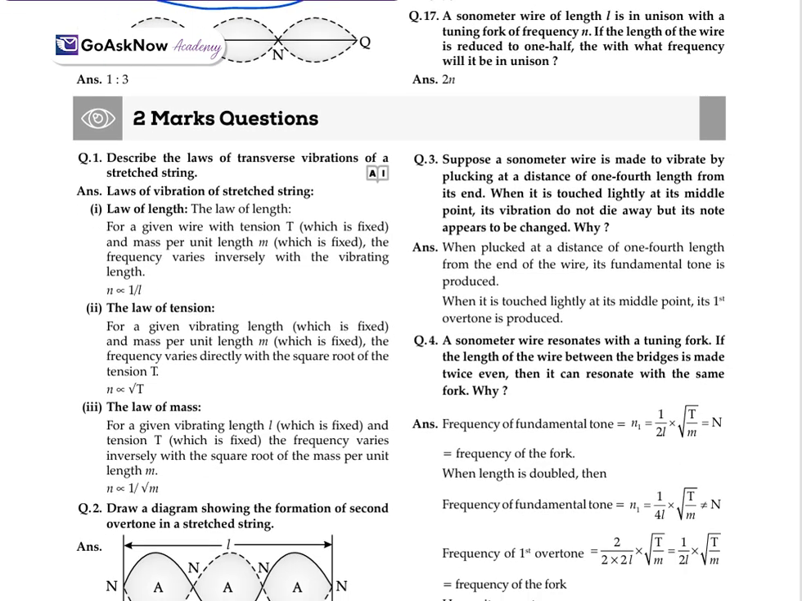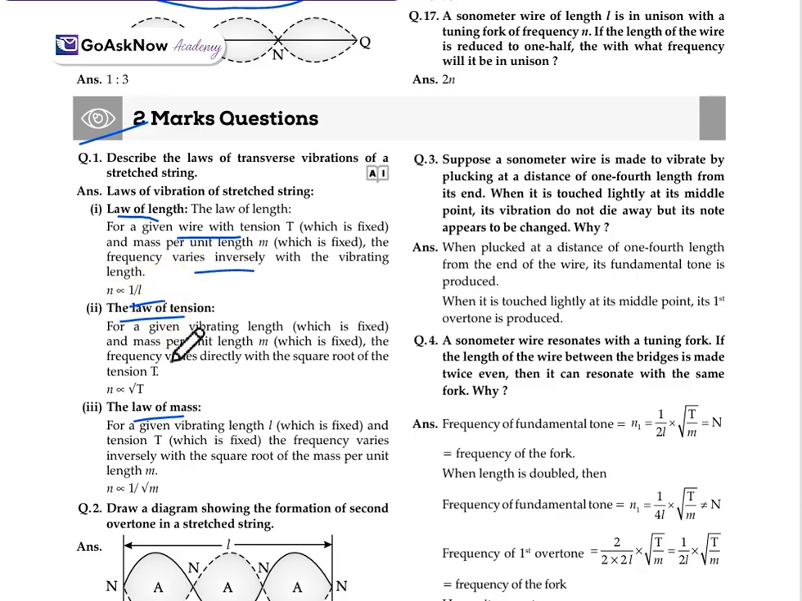Now let's move ahead with the 2 marks questions. Describe the laws of transverse vibration of a stretched string. They are the law of length, the law of tension and the law of mass. According to the law of length, for a given wire with tension T fixed and mass per unit length m fixed, the frequency varies inversely with the vibrating length: n is proportional to 1 upon L.